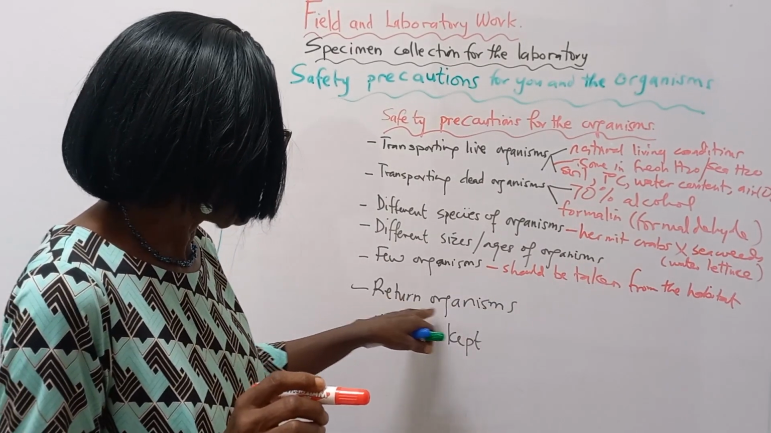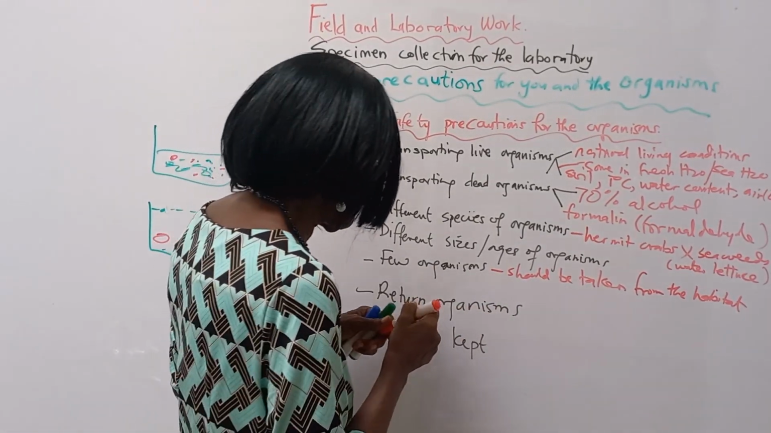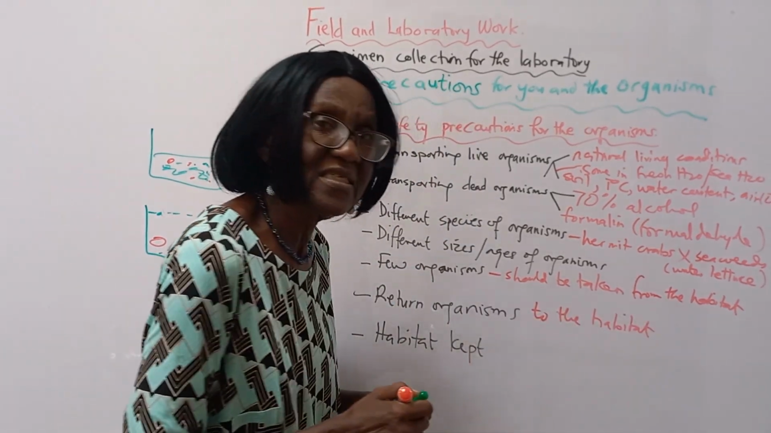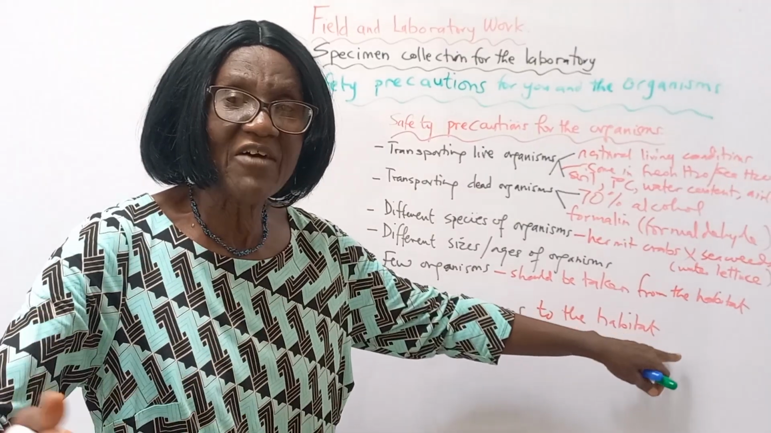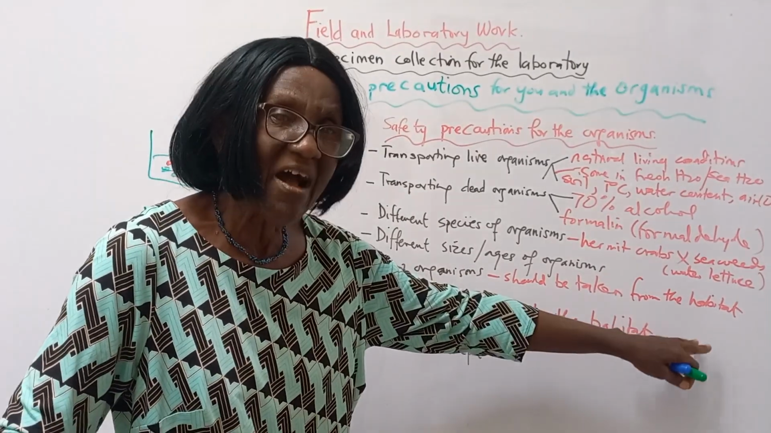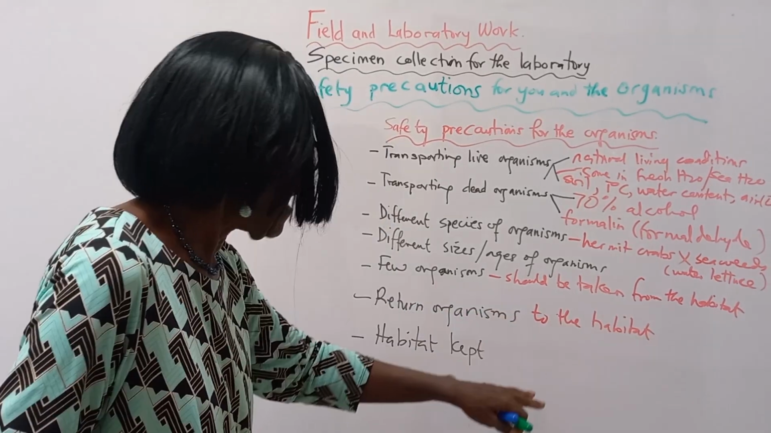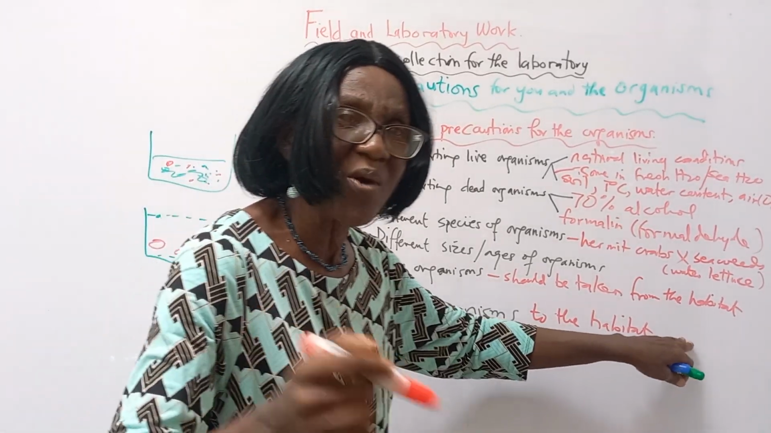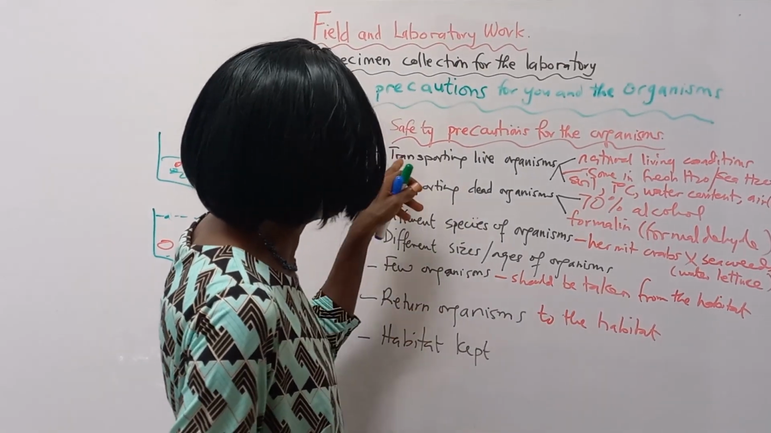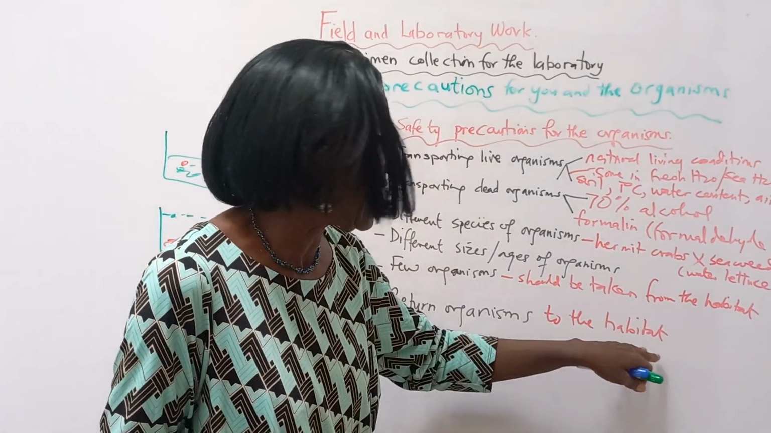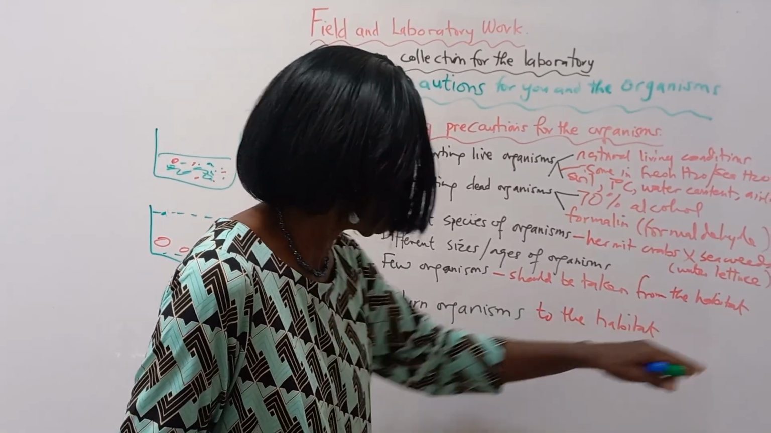Then many organisms should be returned. The organisms should be returned to the habitat. Organisms that have been taken live, studied, and had enough notes made on them should be returned into the habitat, and they should be put exactly where they were taken from. So when the organisms are being taken, notes are made as to where they are taken from, so the organisms can be returned into the habitat.